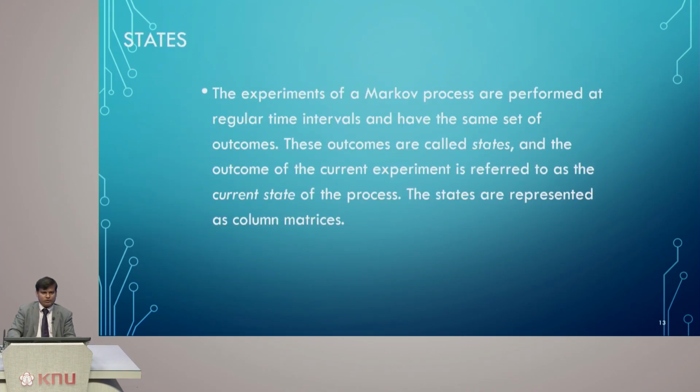Okay, so we have already defined what a Markov state is. Let us define what a state is. The experiments of a Markov process are performed at regular time intervals and have the same set of outcomes. These outcomes are called states, as we have already seen, and the outcome of the current experiment is referred to as the current state of the process, and you can in fact represent that as a column matrix. So this is where we are trying to model the states, the outcomes of the states, into the column matrix.